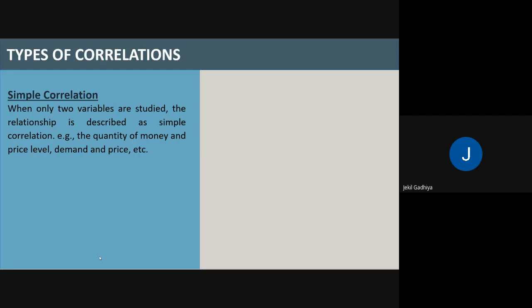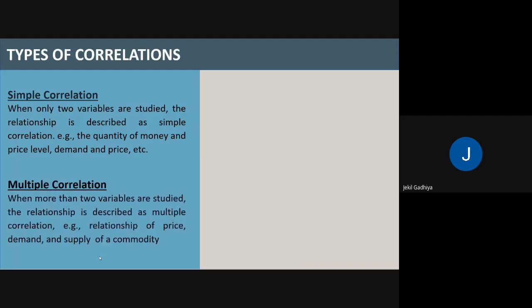Now, if you compare more than two variables, then it is known as a multiple correlationship. Like this, when more than two variables are studied, then the relationship is described as a multiple correlation. An example is the relationship of the price, demand, and supply of a commodity. Let me give you another example: the relationship of the speed of any vehicle, fuel, and lubrication oil.